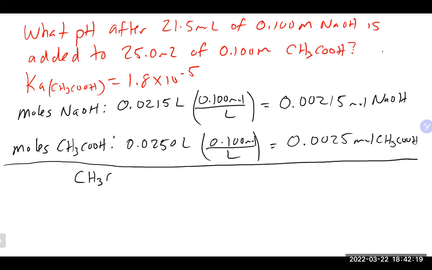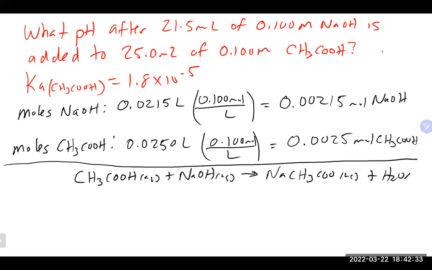So we'll do our acetic acid plus our sodium hydroxide, giving us some sodium acetate and some water. Initially, we'll use the moles we just calculated, which is 0.0025 moles. This is 0.00215 moles, and this is 0.